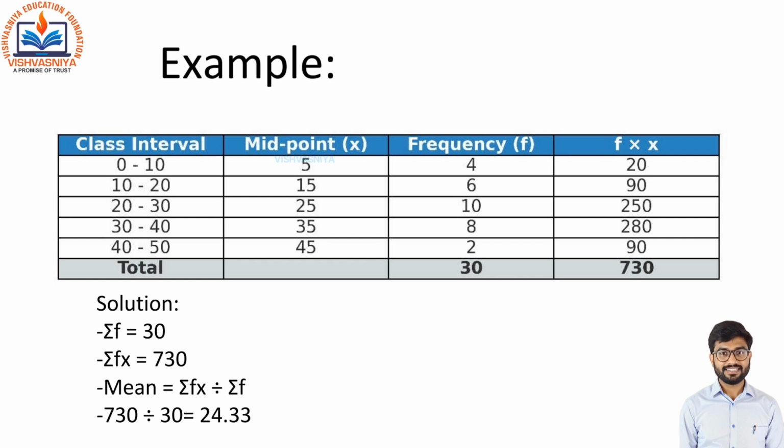The formula is x bar equals sigma fx divided by sigma f. From the table, the sum of fx is 730 and the sum of f is 30. Now we substitute these values. X bar equals 730 divided by 30. That gives 24.33. So, by the direct method, the mean of this data is 24.33.